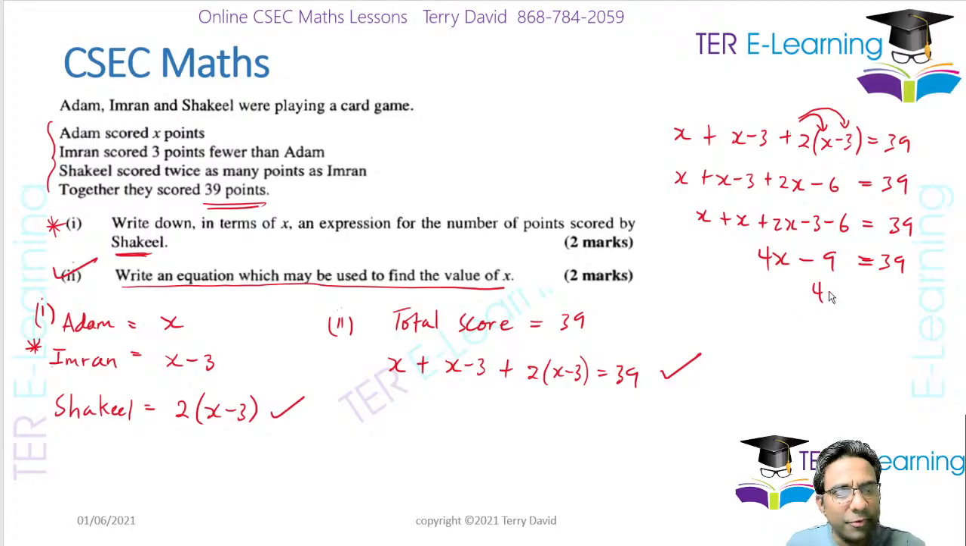So therefore 4x is equal to 39 plus 9. That is 48, and therefore x is equal to 48 over 4, and therefore x is equal to 12. So my answer is 12, but they didn't ask us to solve it, right?